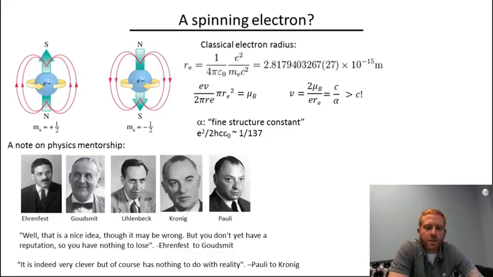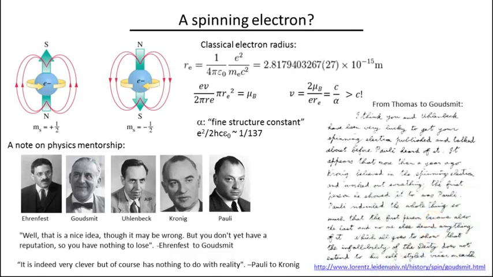Llewellyn Thomas, who introduced the Thomas g factor, wrote a humorous letter to Goudsmit after his paper's publication, saying the following: "I think you and Uhlenbeck have been very lucky to get your spinning electron published and talked about before Pauli heard of it. It appears that more than a year ago Kronig believed in the spinning electron and worked out something. The first person he showed it to was Pauli. Pauli ridiculed the whole thing so much that the first person became also the last, and no one else heard anything of it, which all goes to show that the infallibility of the deity does not extend to his self-styled vicar on earth."